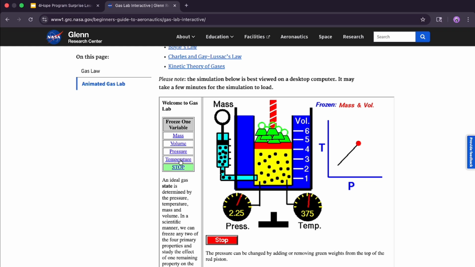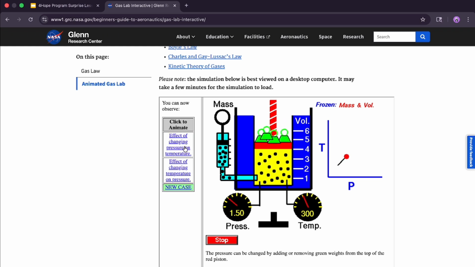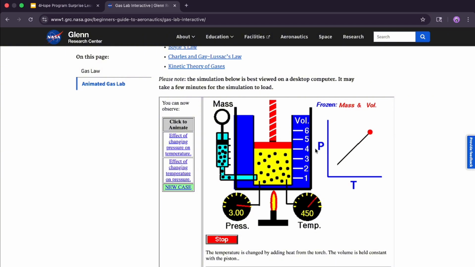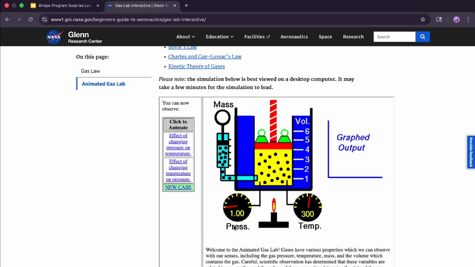Let's make a new case right now. Let's say we have the mass frozen this time, and we do temperature on pressure. It still increases the temperature, and the candles still work. So from this experiment, if we just test mass by itself, we can make a good claim that mass doesn't really have an effect on pressure or temperature at all.